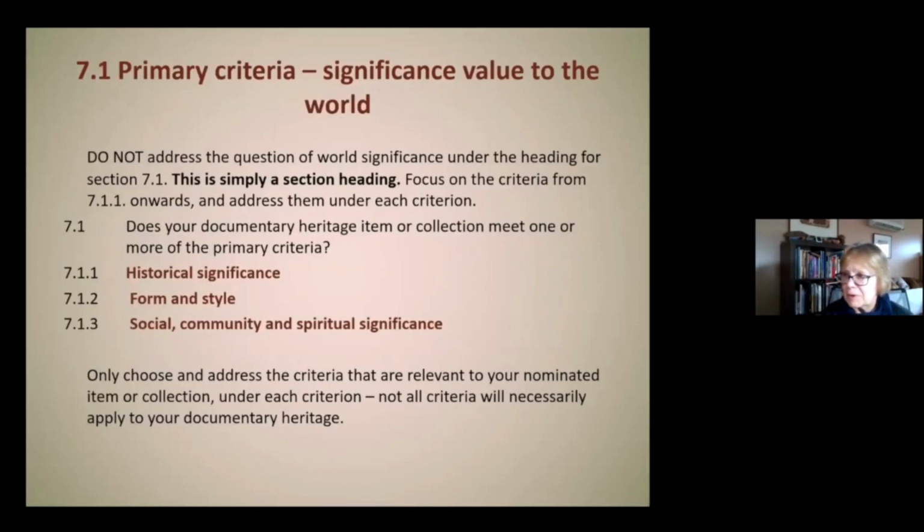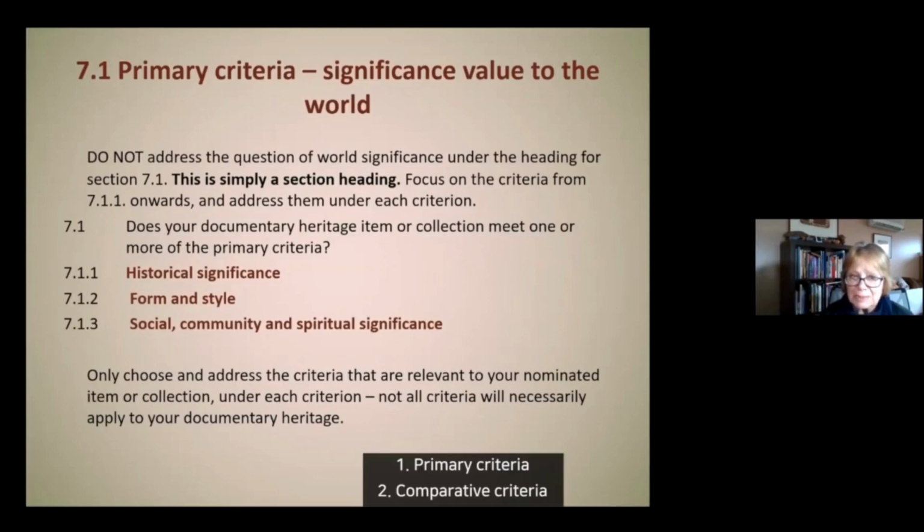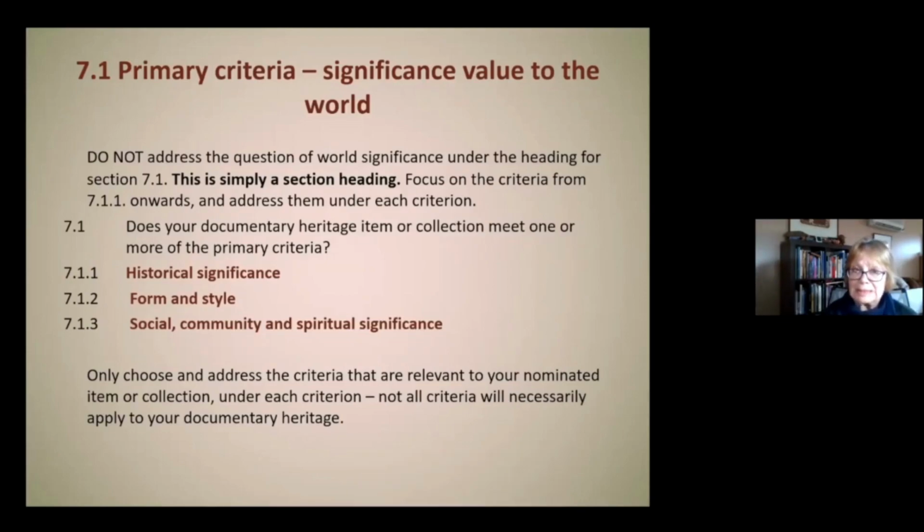There are two sets of criteria. The primary criteria, and these are the ones we're going to talk about now, and what we call the comparative criteria, and I'll come to those in a few minutes' time. The primary criteria help you to understand the significance value of your documentary heritage for the world. Now, the way the form is set out has created a few problems for some people.